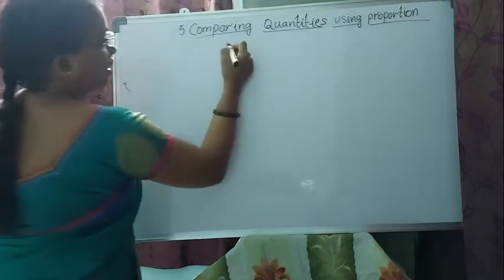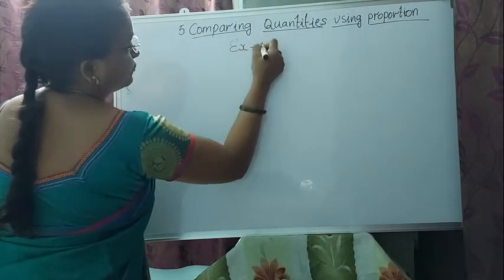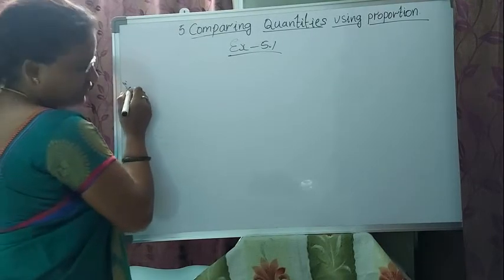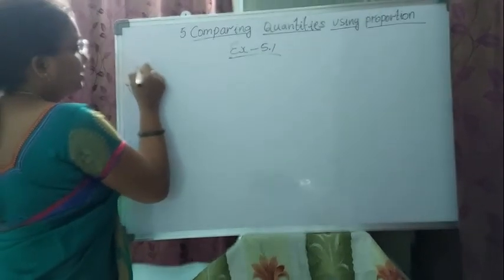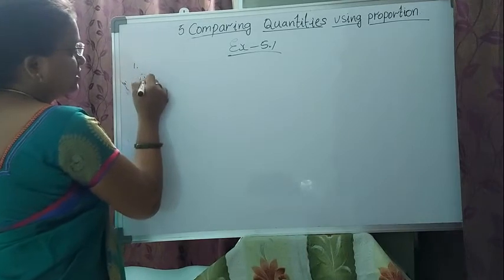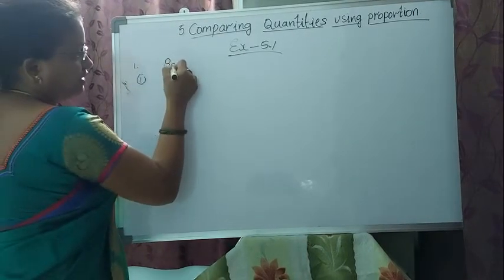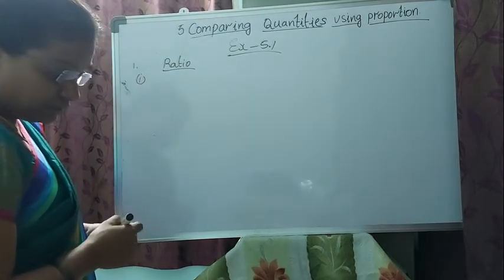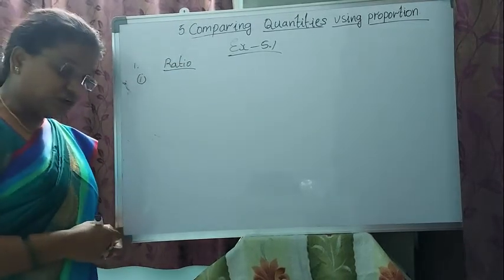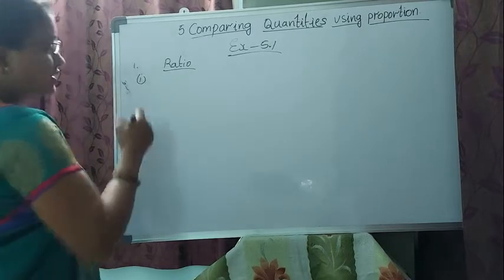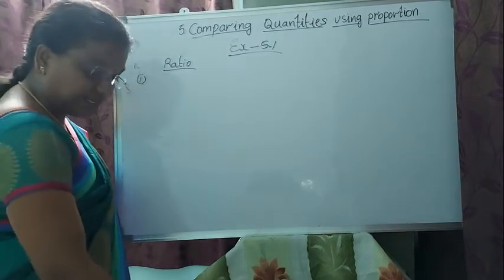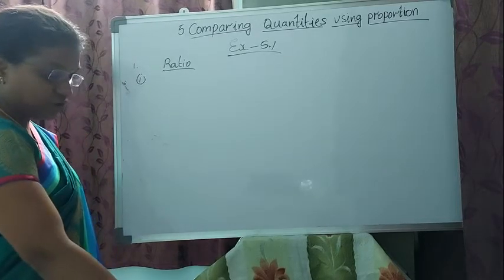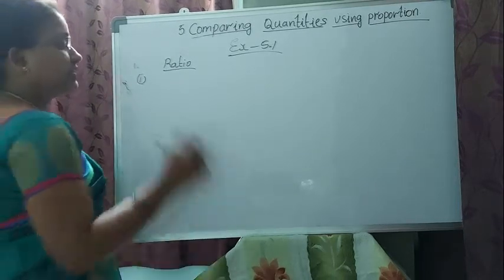Exercise 5.1. In the first Roman, find the ratio of the following. In this first one, we have to find out the ratio. Just write the ratio. Smita works in office for 6 hours and Kajal works for 8 hours in office. Find the ratio of their working hours.